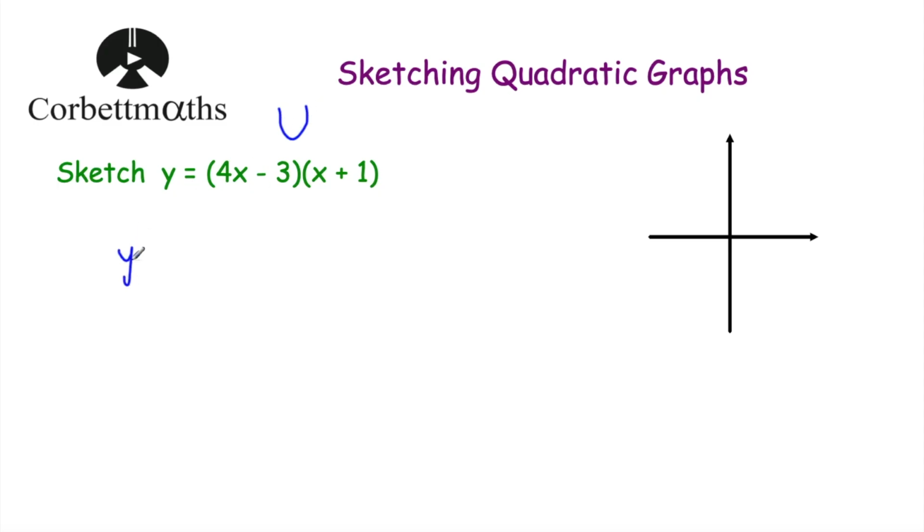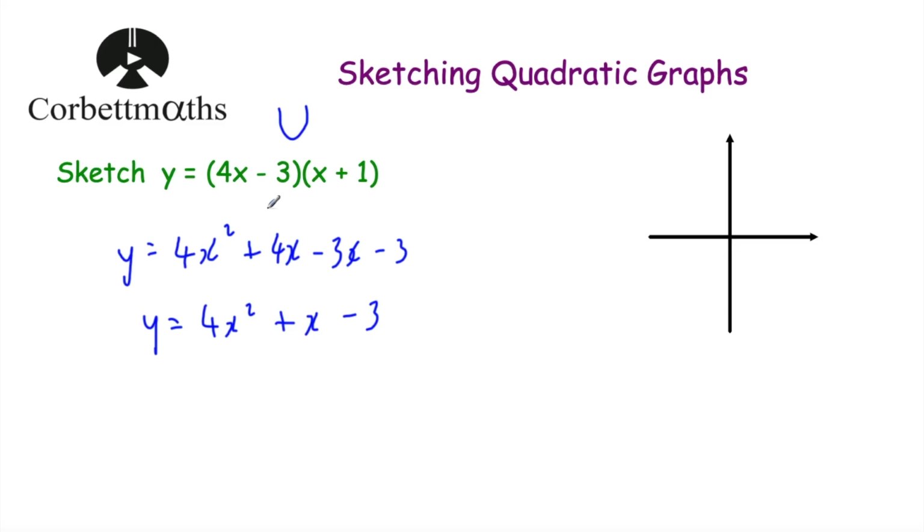If you expanded the brackets, you'd get 4x times x is 4x squared. 4x times 1 would be plus 4x. Minus 3 times x would be minus 3x. And minus 3 times 1 would be minus 3. And then if we simplify that, we get 4x squared. 4x take away 3x is plus 1x, and then we've got minus 3. And as you can see, it's 4x squared, so the coefficient of the x squared is positive, so it's a U-shape. Okay, so that's part 1.